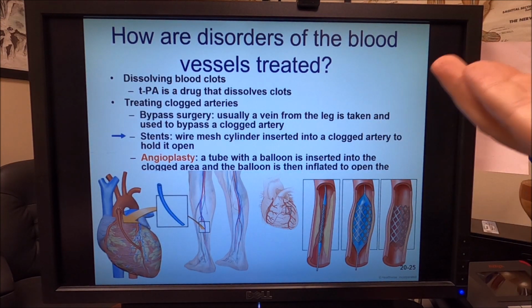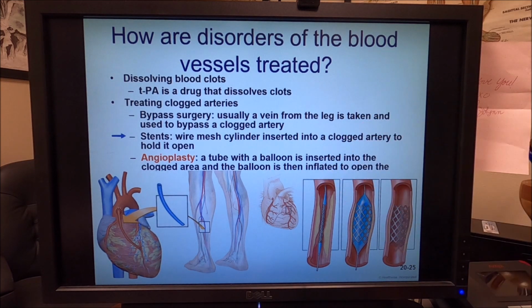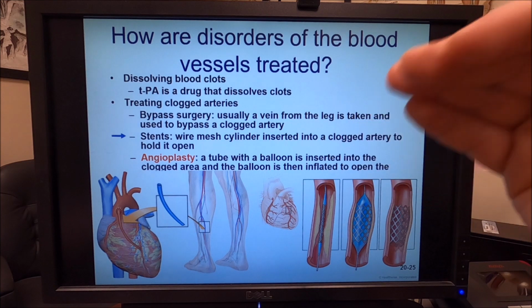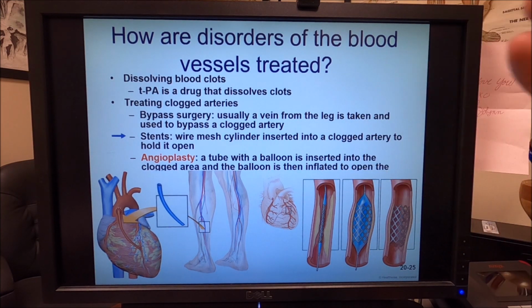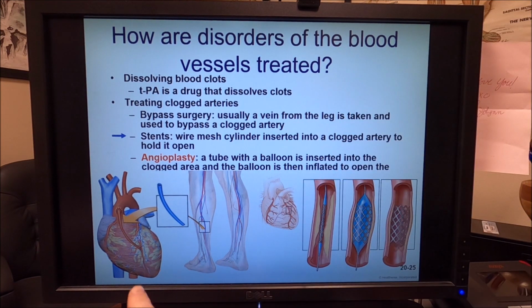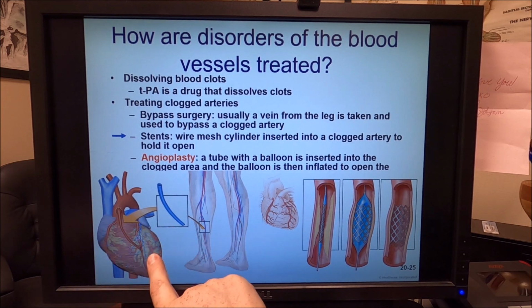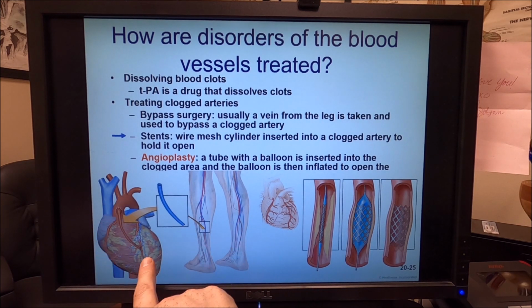And then last but not least, treating these things. We've already sort of talked about this a little bit when we did the heart. But I will point out that we certainly have drugs that can break up clotting. And in situations where we have blockages, we have the ability to do bypass surgeries where we can take an artery or a vein from somewhere else and pipe it into the aorta and go around blockages. That's bypass surgery. Or alternatively, we can do stents.